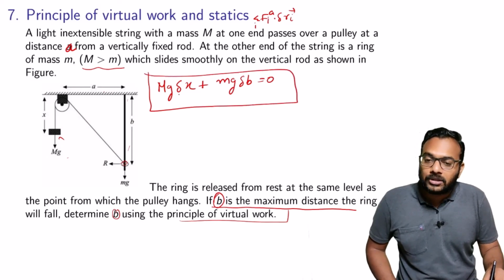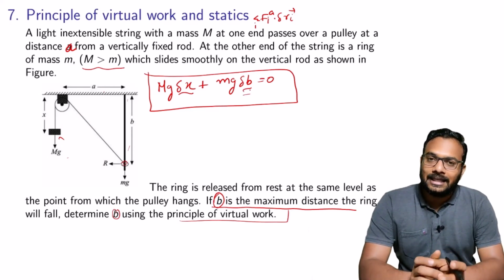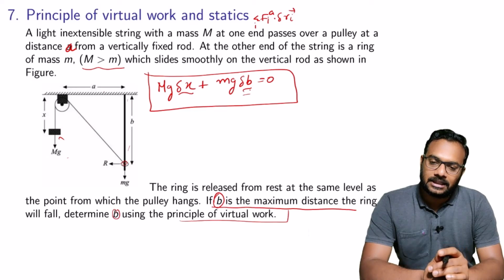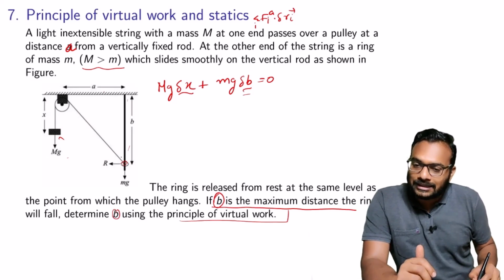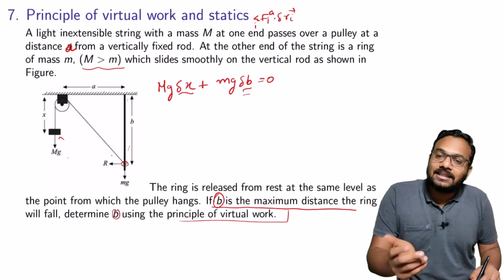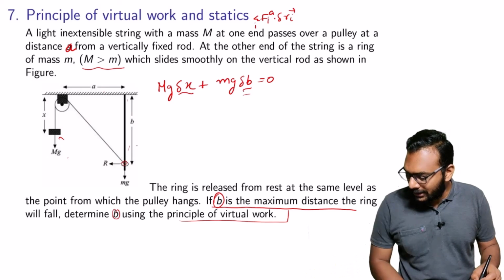The important point is that now they are not independent. Delta x and delta b are not independent; only one of them is sufficient. How are they connected? What's the constraint that connects them? The constraint is that this is an inextensible string.